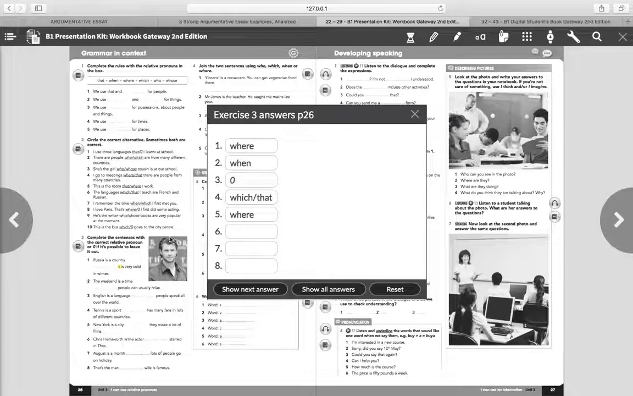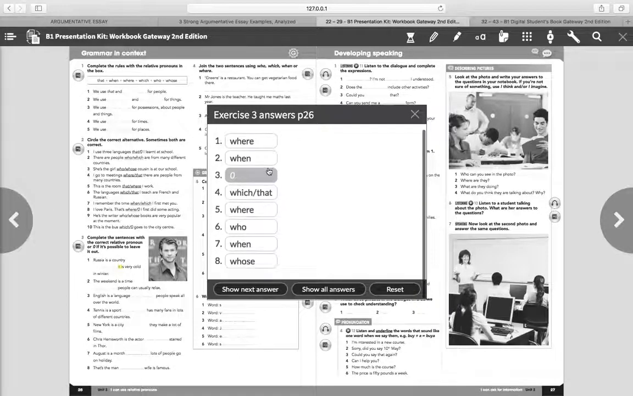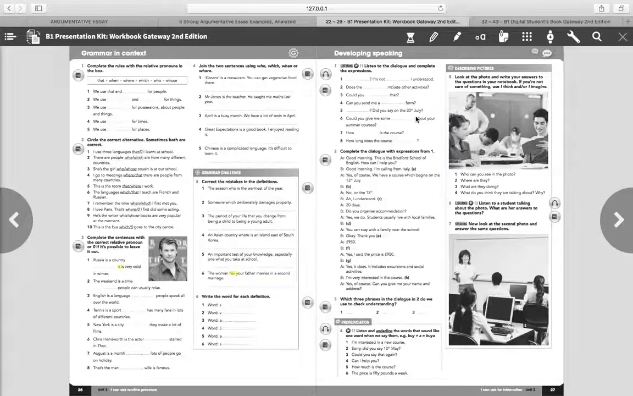Chris Hemsworth, he's the guy, the actor, who or that. August is a month, again when. That's the man. Wife is famous. You can ask just whose wife is she? The man whose wife is famous. Okay, I think we have finished. You can just check your answers. Let's skip to the next part.